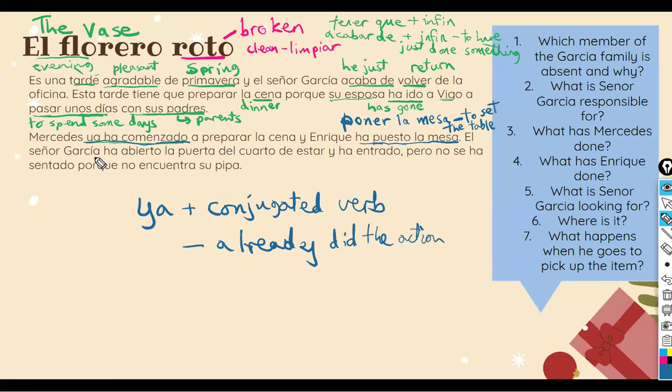El señor Garcia ha abierto. So this abierto comes from abrir, to open. Right, now what did he open? What is la puerta? What is el cuarto de estar? Right, the door of the, which door? The door to which room?